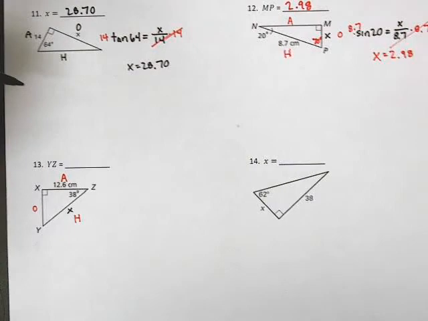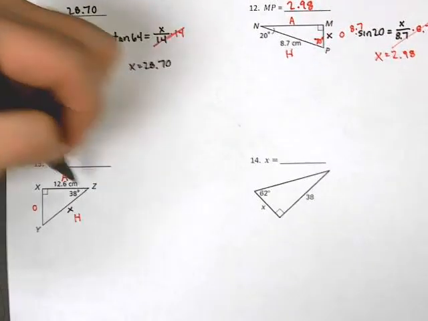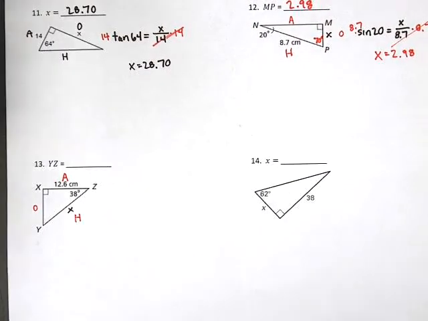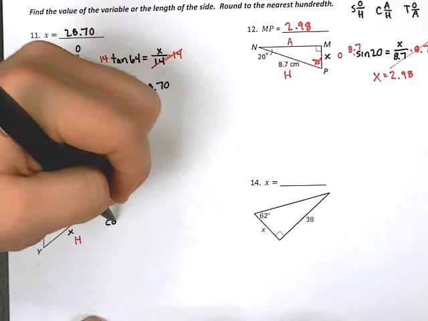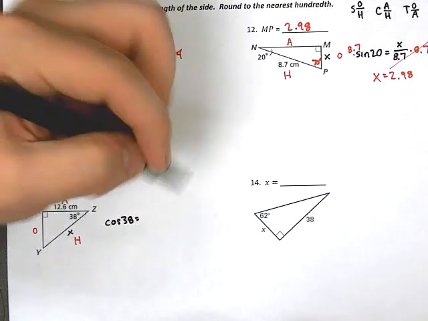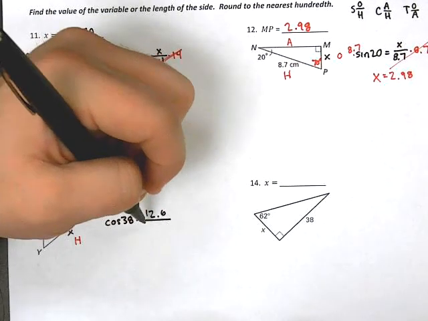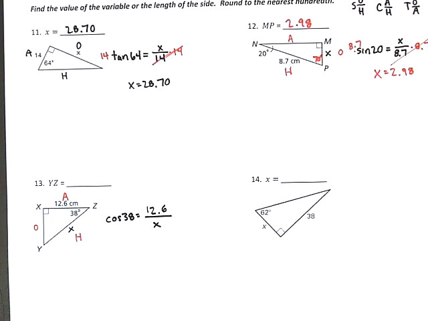All right, let's see here. A and H. A and H means I'm using cosine. So cosine of 38 equals A over H. 12.6 over X. Oh shoot. This isn't as nice as the other one. I do not like this one as much.